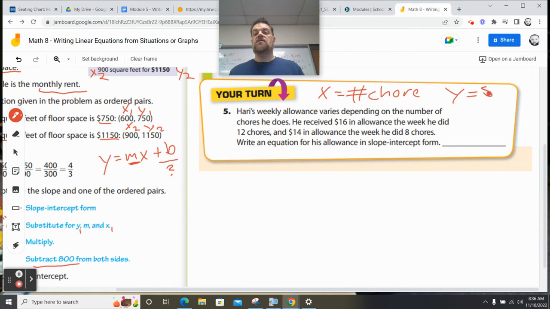dead presidents, chips, Skrilla, cash. Oh. Anyways, so Y represents how much money he makes.